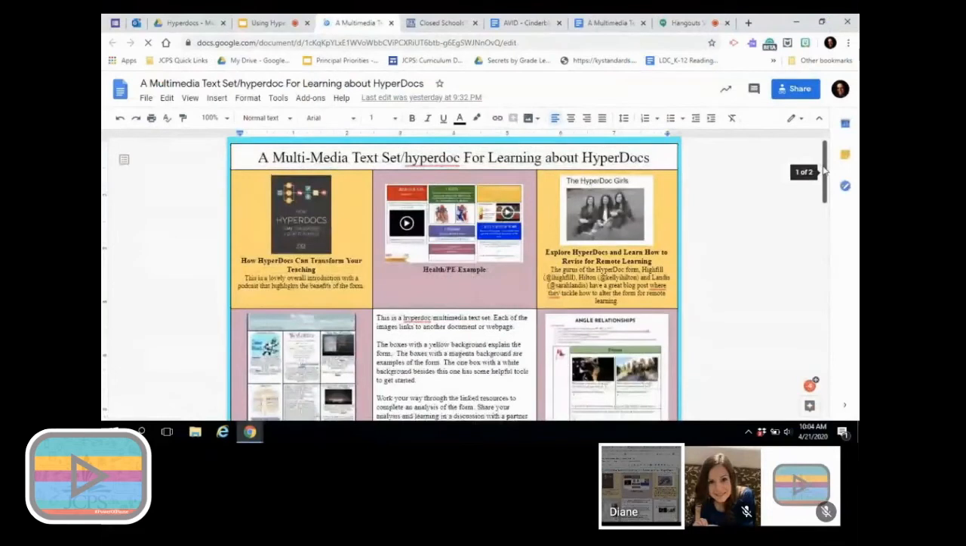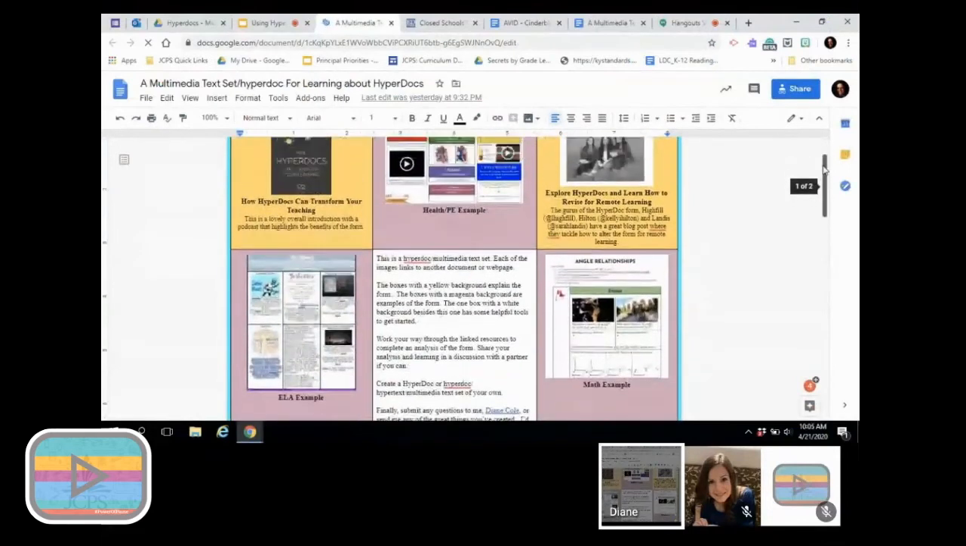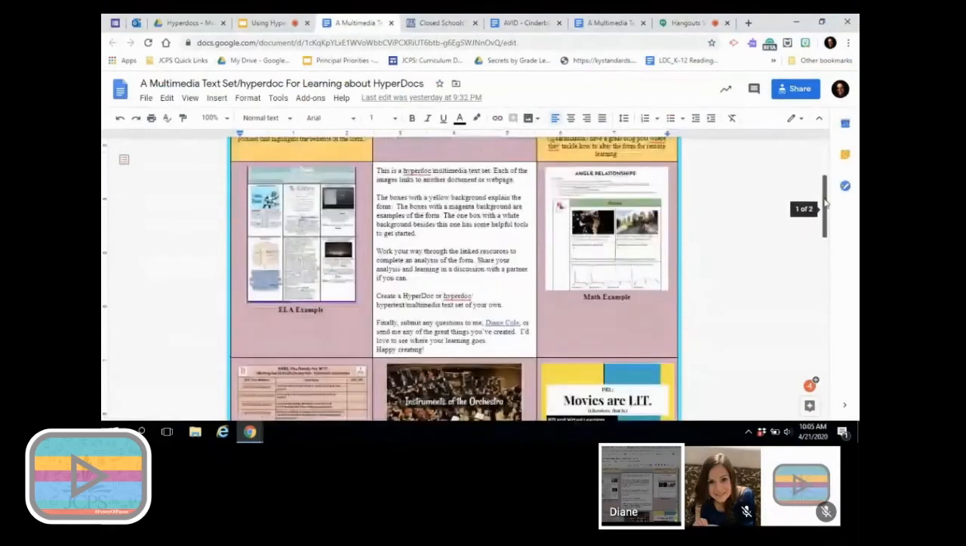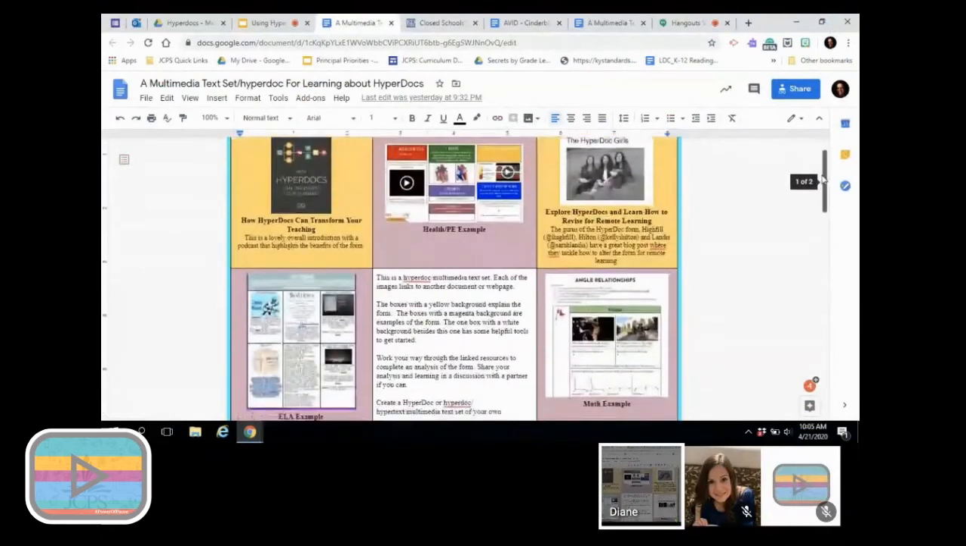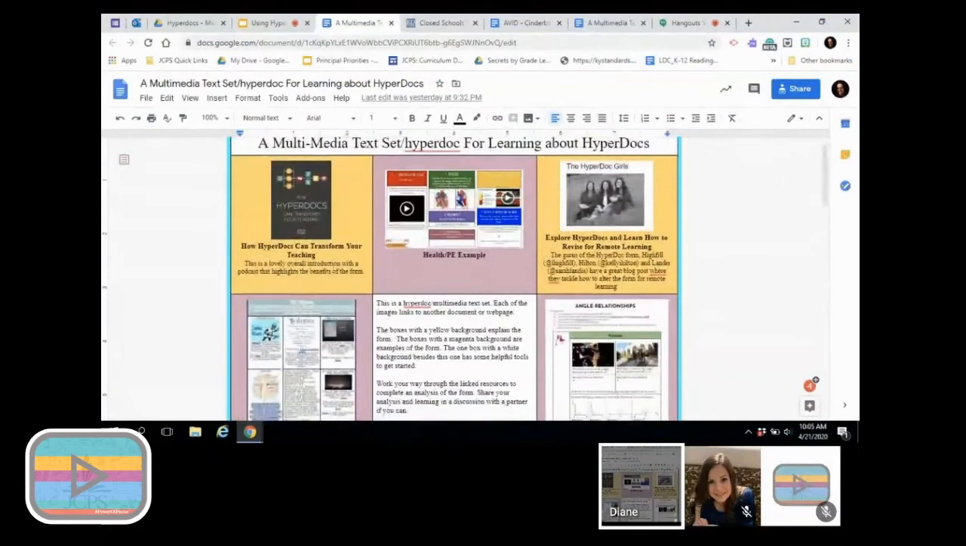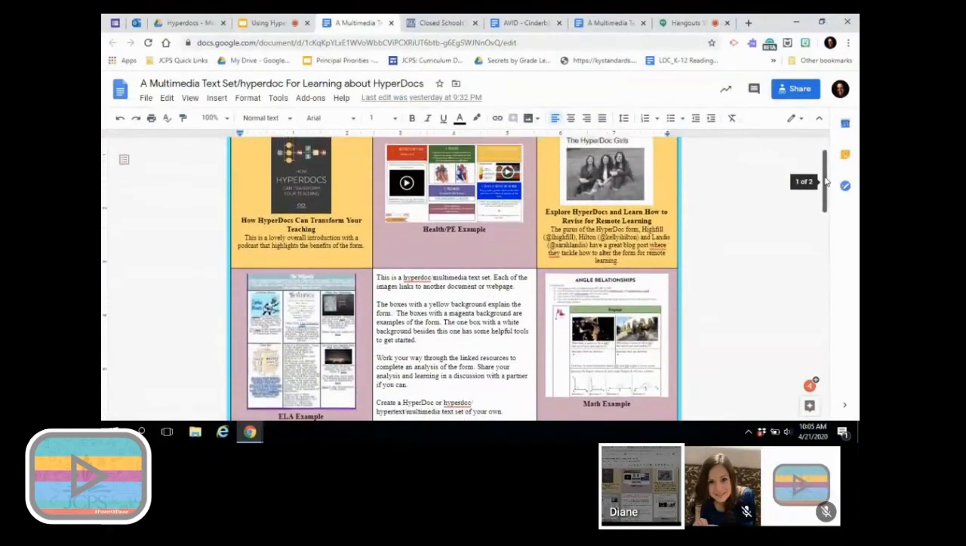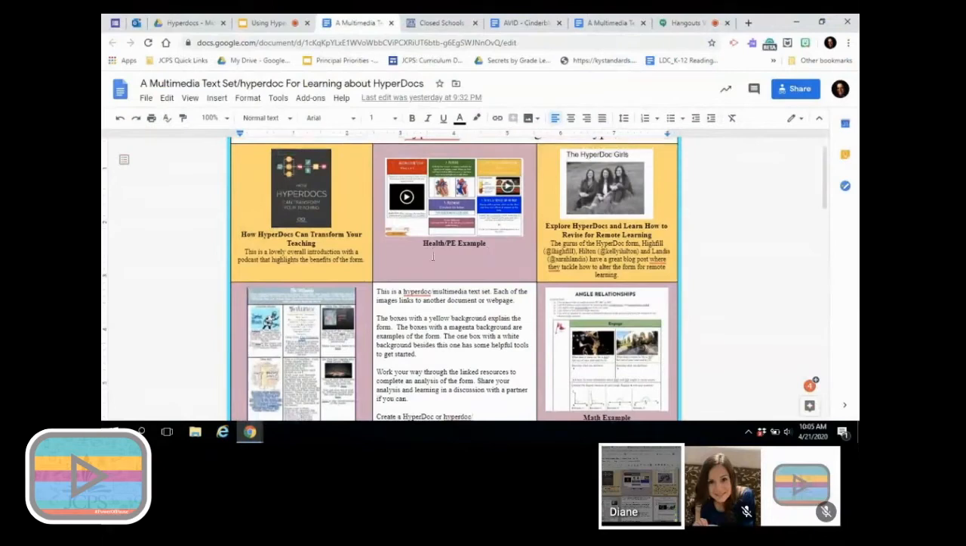This is the link example that I made of a multimedia text set to learn about Hyperdocs that you all will have access to. So there are examples, and I have changed the background fill on the boxes so that you know which type of resource is available in each box. For example, these purple boxes are exemplars of the form, and these yellow ones are more about how to learn more about Hyperdocs and some professional resources. So that's the first thing we notice.